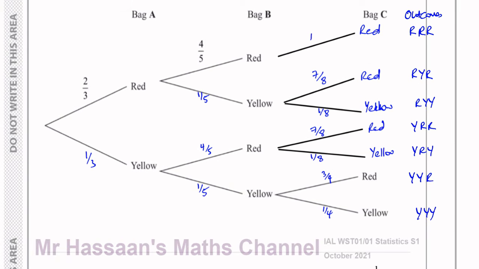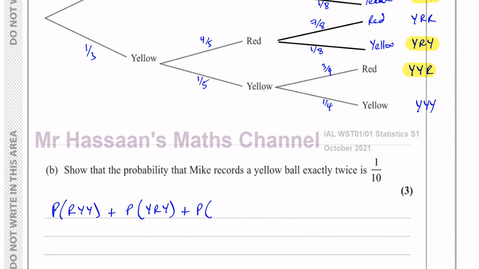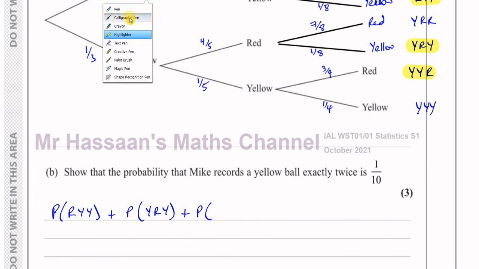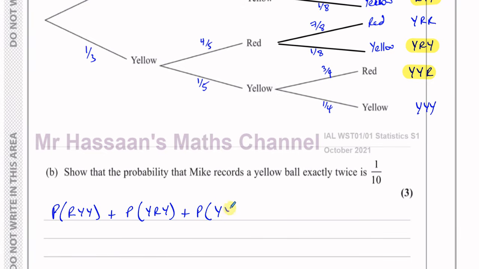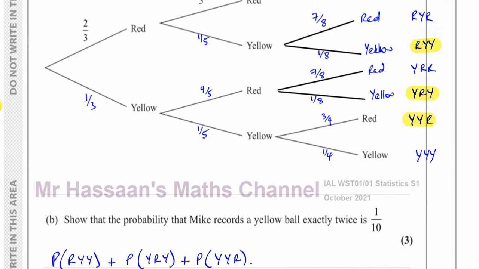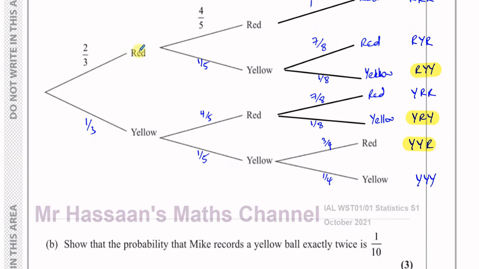If I just highlight them to make it clear, the ones with 2 Y's: there's 1, 2, 3. Exactly 2 Y's. This one has more than 2 Y's, and you want exactly 2 Y's, so it's those 3. So it's the probability of yellow, yellow, red. Now if we take these probabilities, we got red, yellow, yellow. So it's this one here.